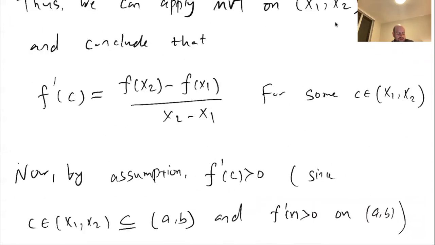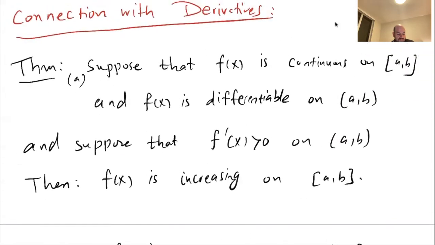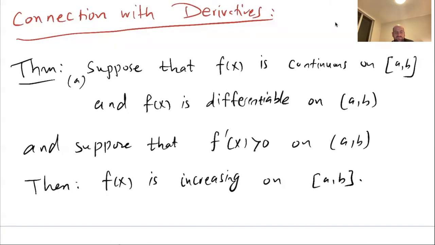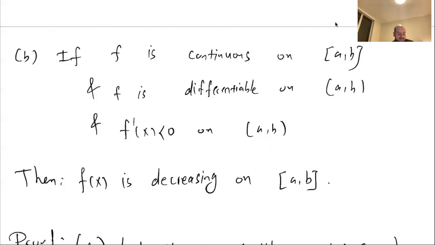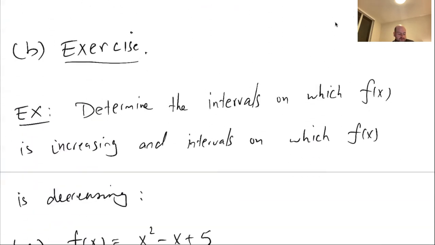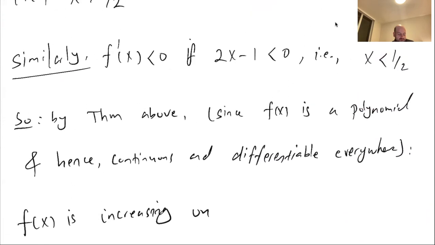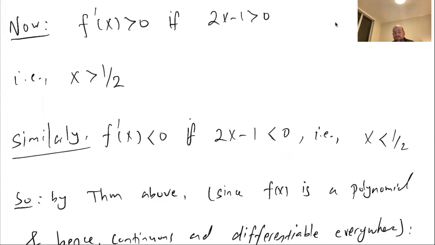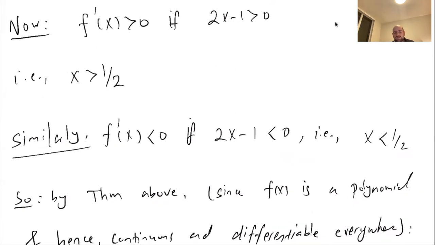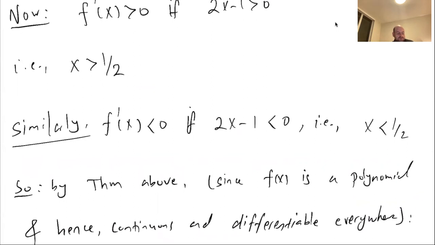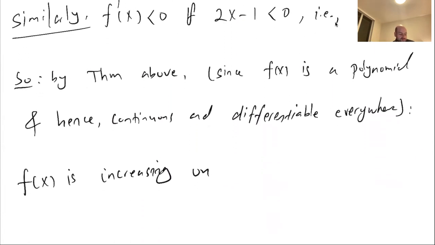Remember that the theorem was saying that, well, of course, for derivatives, we always use open intervals. But for increasing, decreasing, we can conclude them for a closed interval as long as we have continuity on the closed interval. And of course, the polynomials are continuous everywhere. So f prime of x here is positive on the open interval 1/2 to infinity, but the function is of course continuous on the closed interval 1/2 to infinity. So the function will also be increasing on the closed interval 1/2 to infinity.